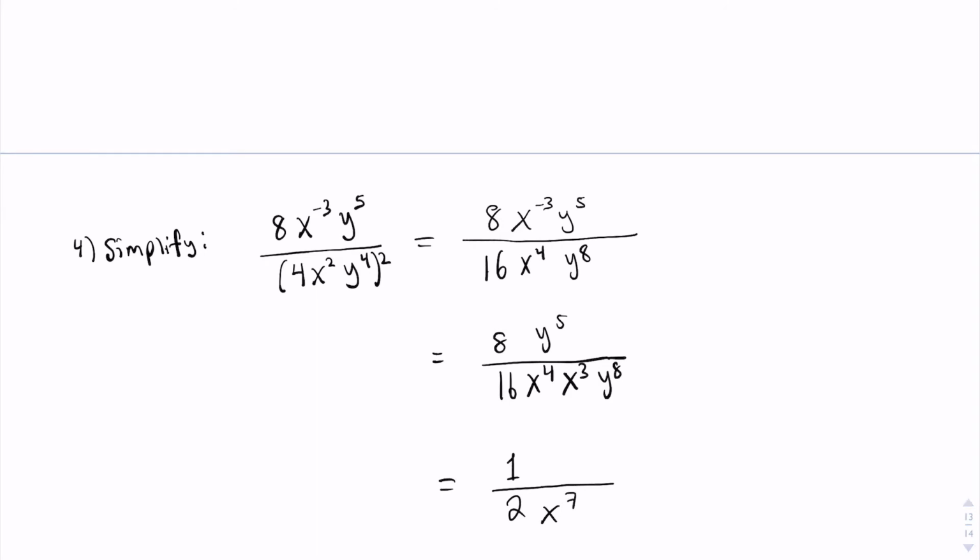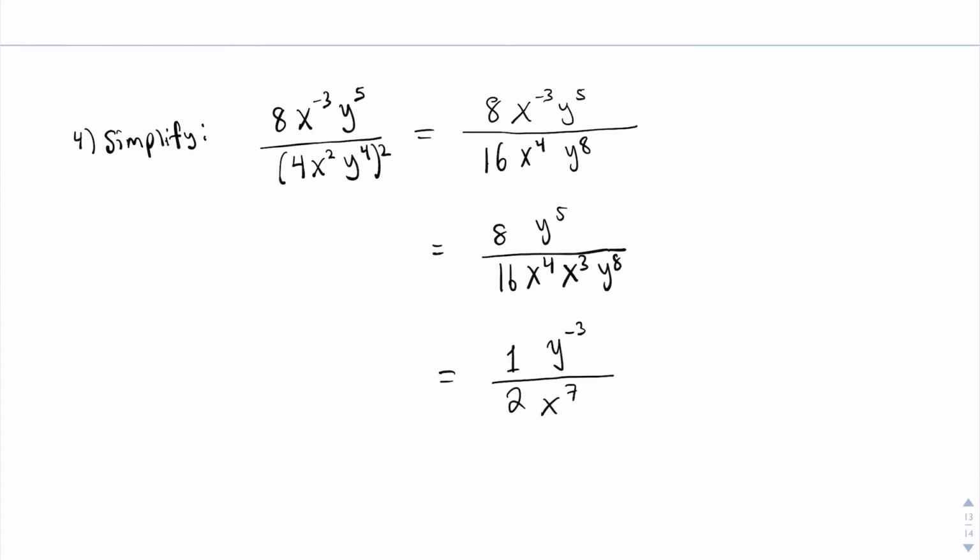And what happens with the y's? When you subtract the exponents, you get y to the negative 3 when you apply the rule. The rule is y to the 5 divided by y to the 8 will be y to the 5 minus 8, and that will give you y to the negative 3. And so the last thing is, I don't need the y to the negative 3 on the top. I'll put it on the bottom, and so I'll get this. So this will be the answer for that one.